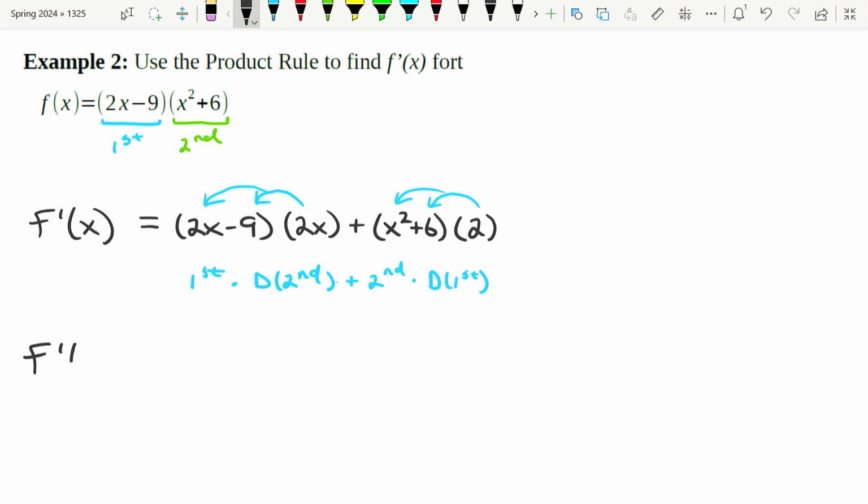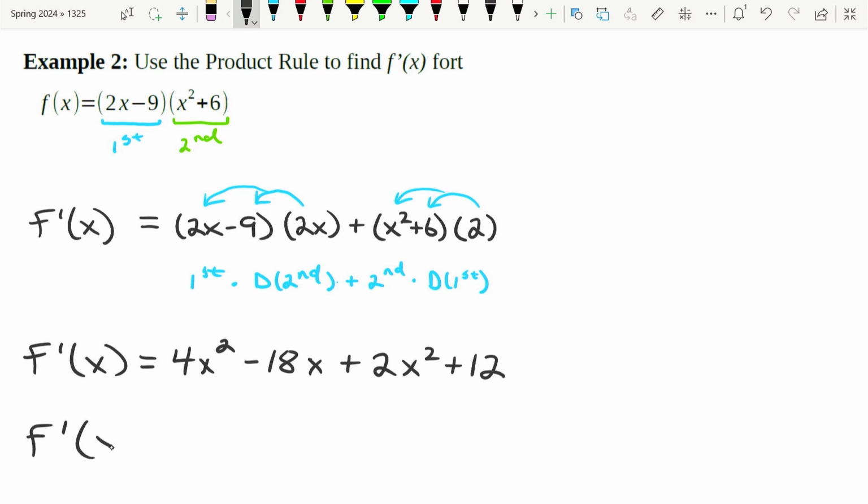So we're going to have f prime of x is equal to 4x squared minus 18x plus 2x squared plus 12. Combine like terms there. It would be 6x squared minus 18x plus 12.